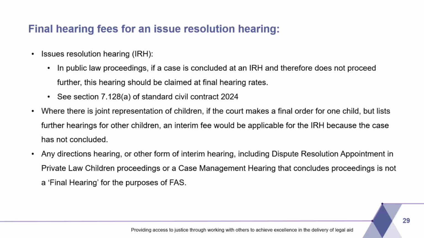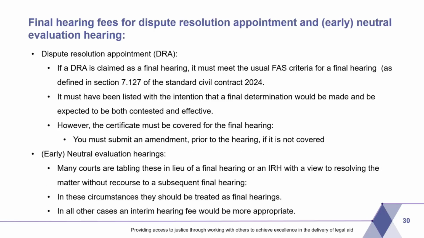Okay, so moving on to slide 30 in your packs. Dispute resolution appointments. Potentially they can be claimed as a final hearing, but they do need to meet the usual FAS criteria for a final hearing. That is defined in 7.127 of the Standard Civil Contract 2024. So it must have been listed with the intention that a final determination would be made and be expected to be both contested and effective. The important thing to note here is that the certificate must cover final hearing, and you would need to submit an amendment prior to attending the hearing if you aren't covered.